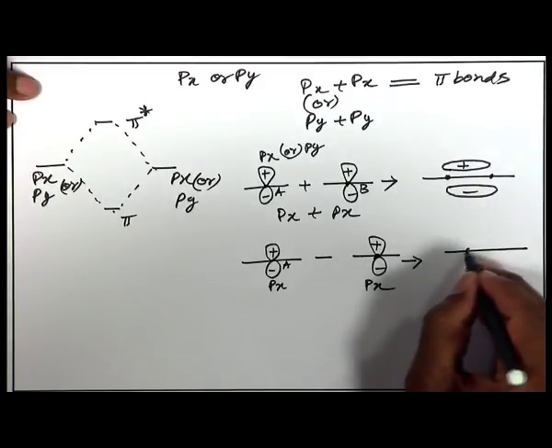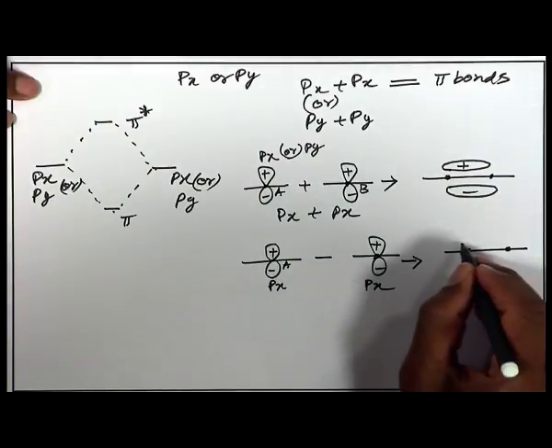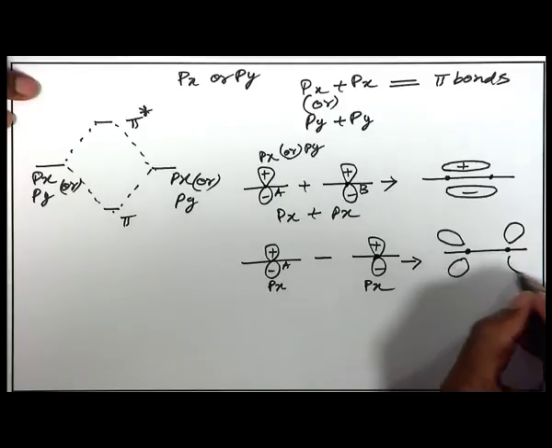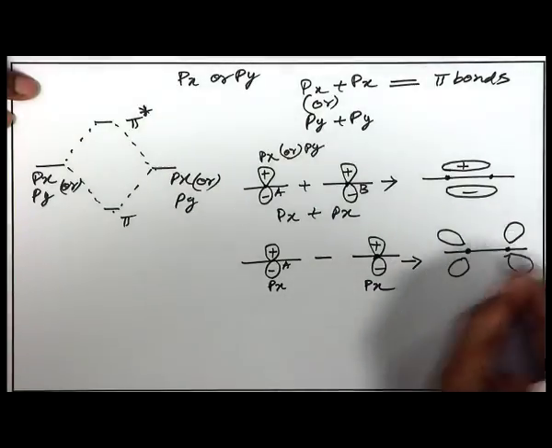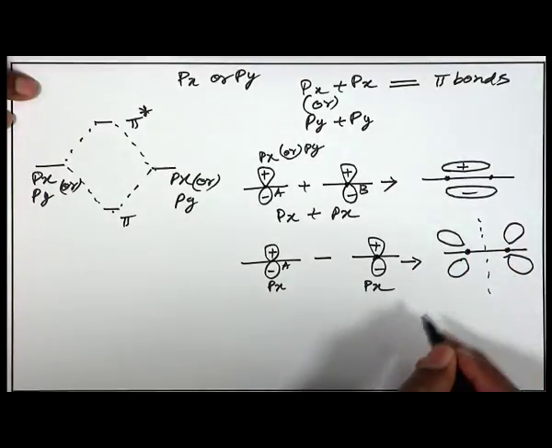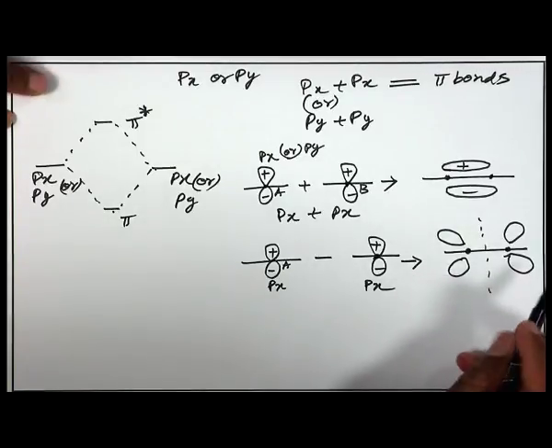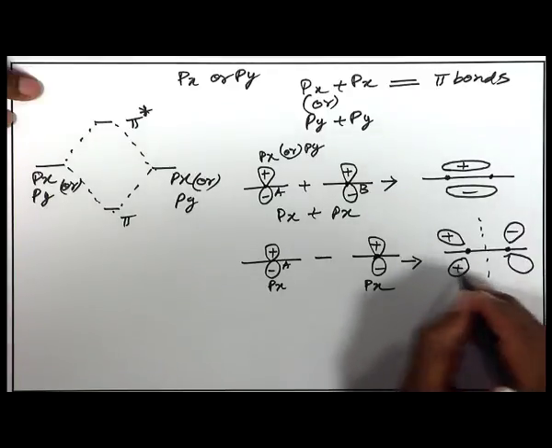This is the internuclear axis, this is the atom nucleus, and then you have it like that. Now, how many nodes are there? There is a node along the internuclear axis, as well as a node perpendicular to the internuclear axis. So, an additional node is present there. So, this is plus, minus, plus, minus.